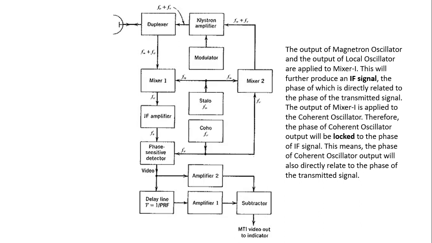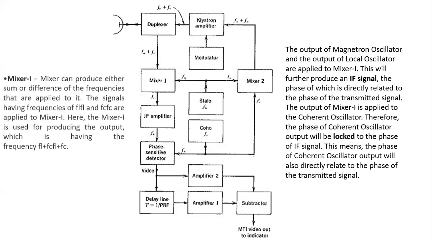The advantage that we get is that the phase of the coherent oscillator output will be locked to the phase of the IF signal. This means the COHO, the coherent oscillator, which is also giving a very high frequency to the phase sensitive detector and mixer 2, will have a fixed phase difference, which will help us to produce this difference.